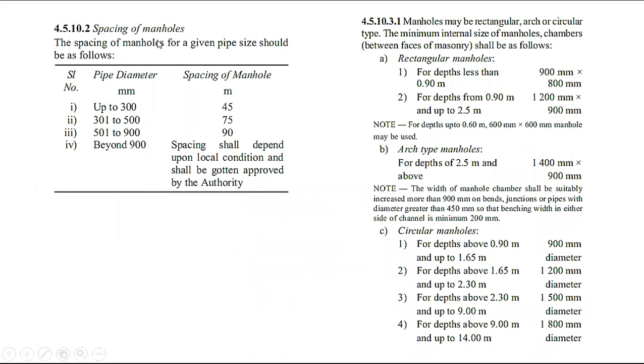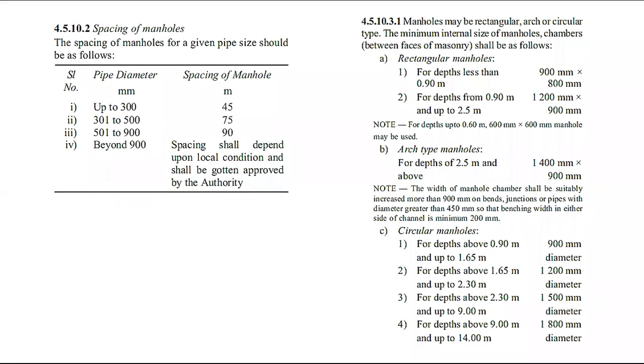Spacing of manhole as per the NBC. This snapshot is taken from the NBC only, clause 4.5.10.2, spacing of manholes. The spacing of manholes for a given pipe size should be as follows. So based on the pipe diameter only, they have given the spacing of manhole. Normally in our commercial or residential building sites, the maximum spacing of manhole we give is 30 meter only, because we are going to use a pipe lesser than 200 mm only.